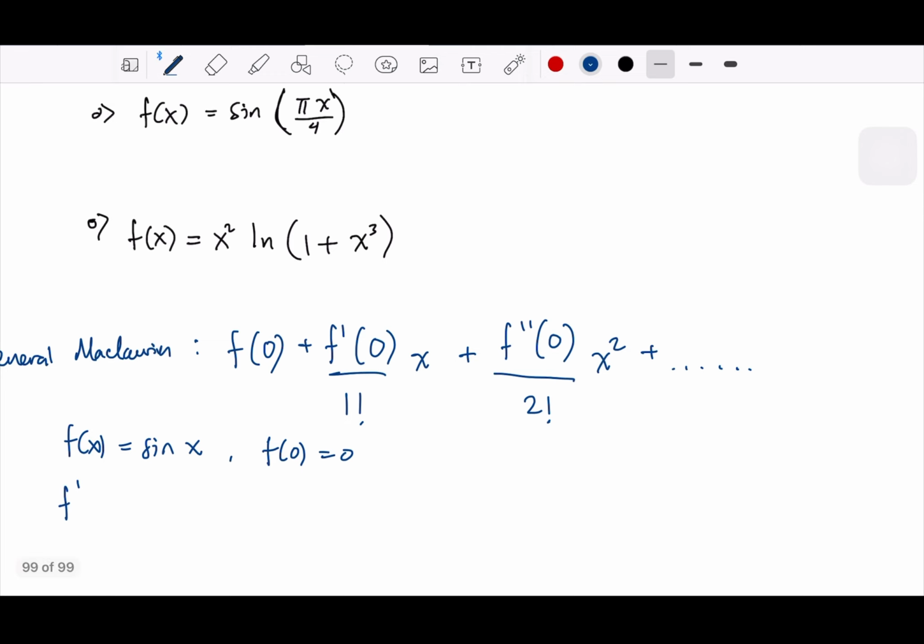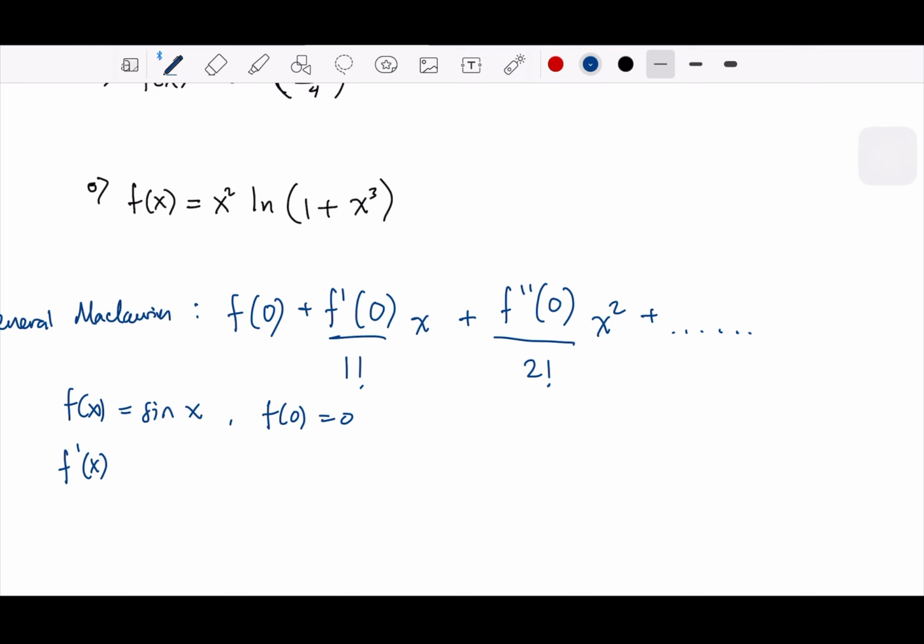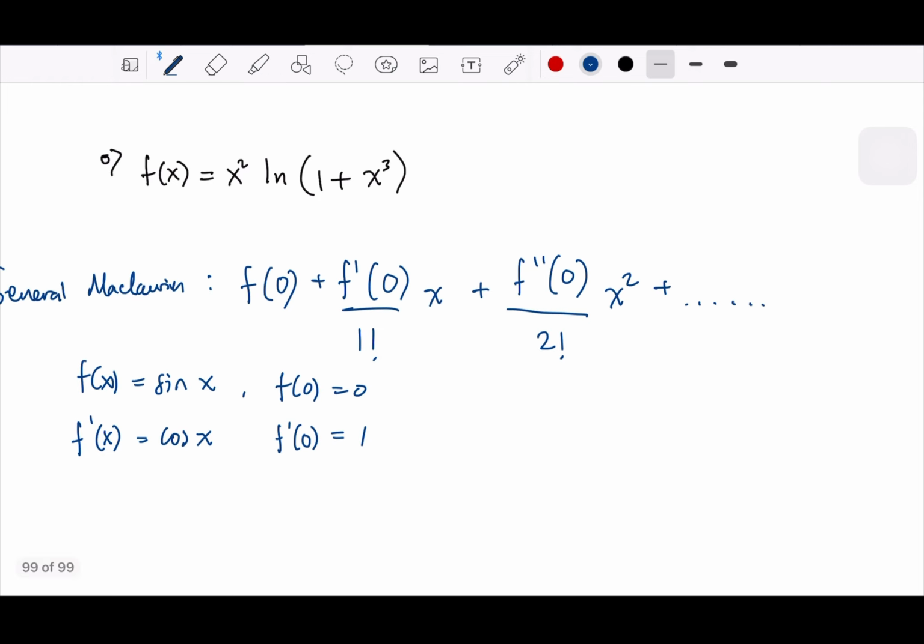So the second one is the derivative. The first derivative is cos x, and f prime of 0 is 1. And the second derivative, you get negative sine, and it's also 0. Third derivative, it's becoming negative cos x, which is going to be negative 1.